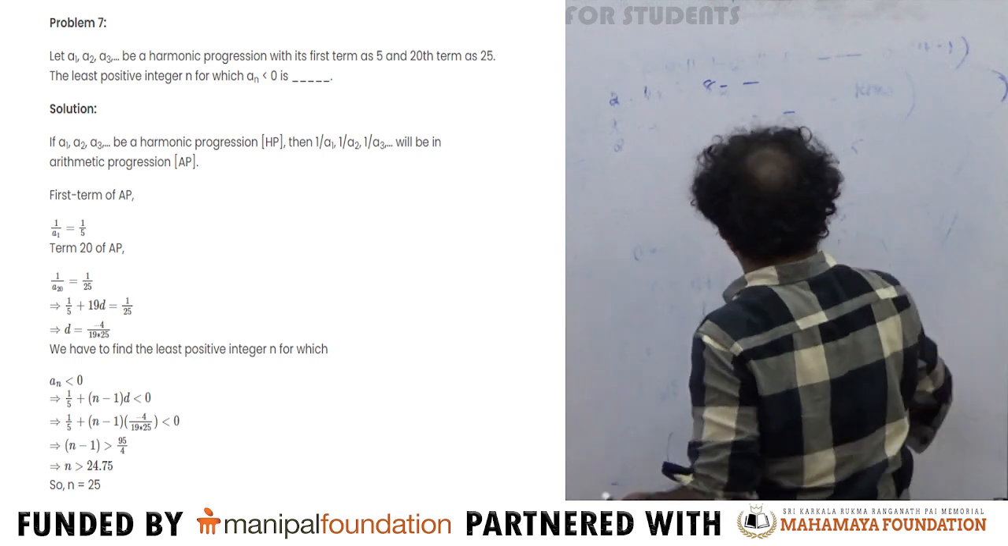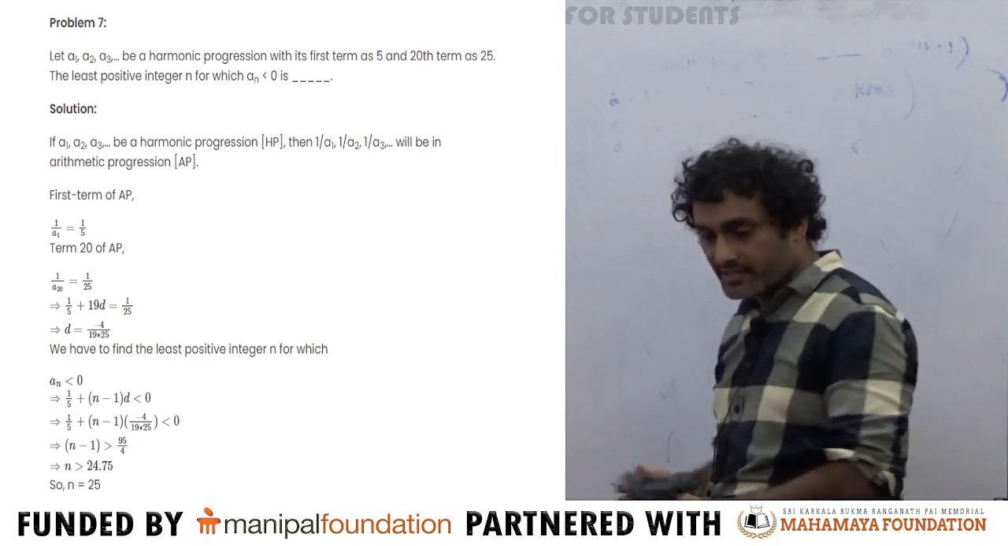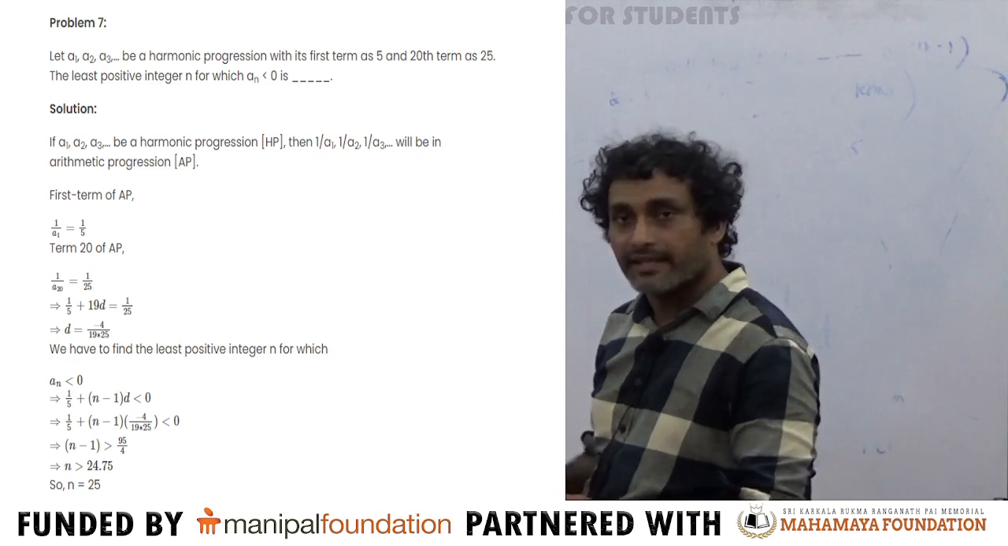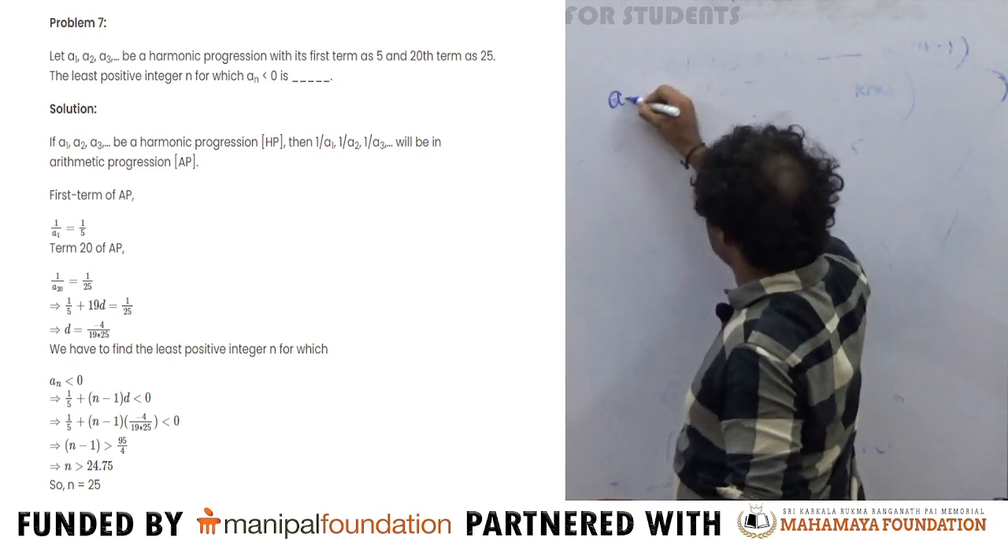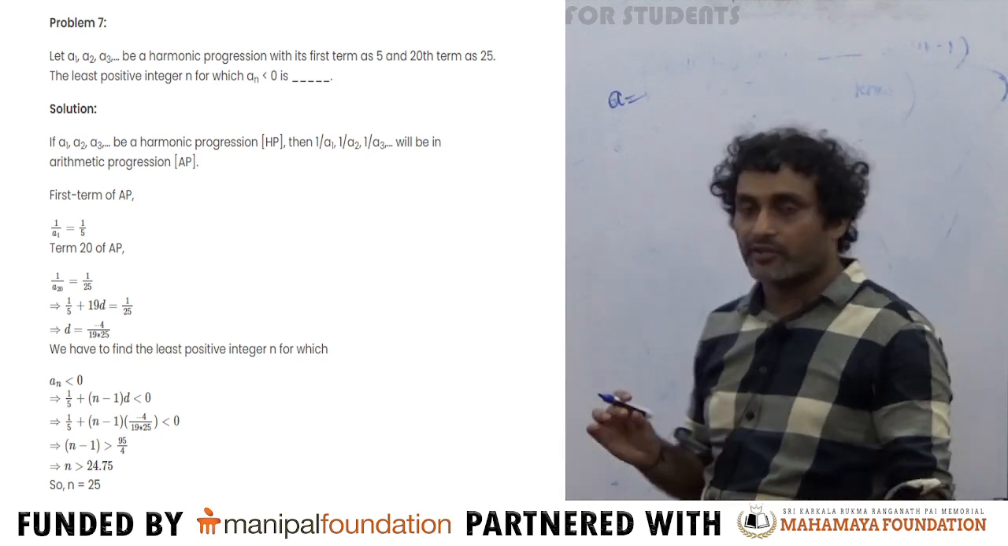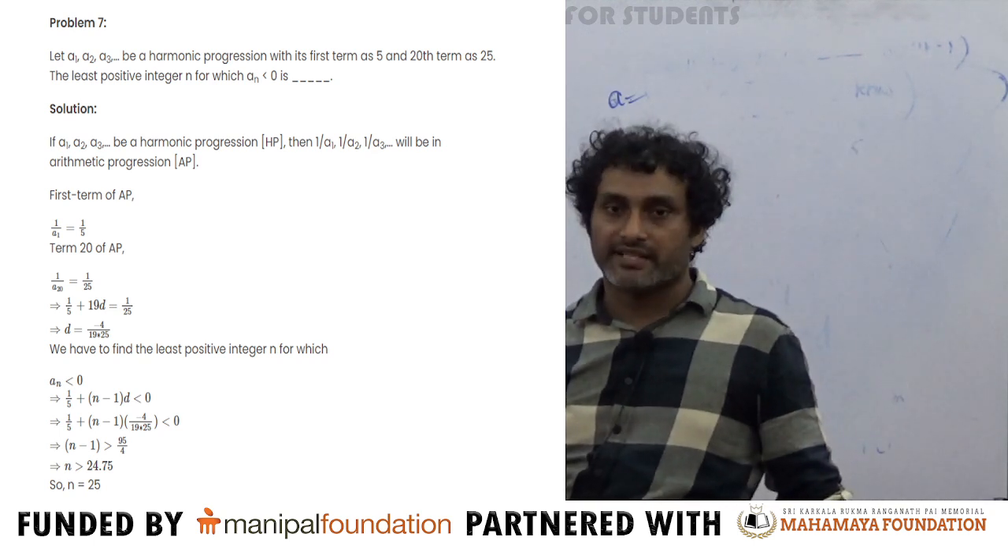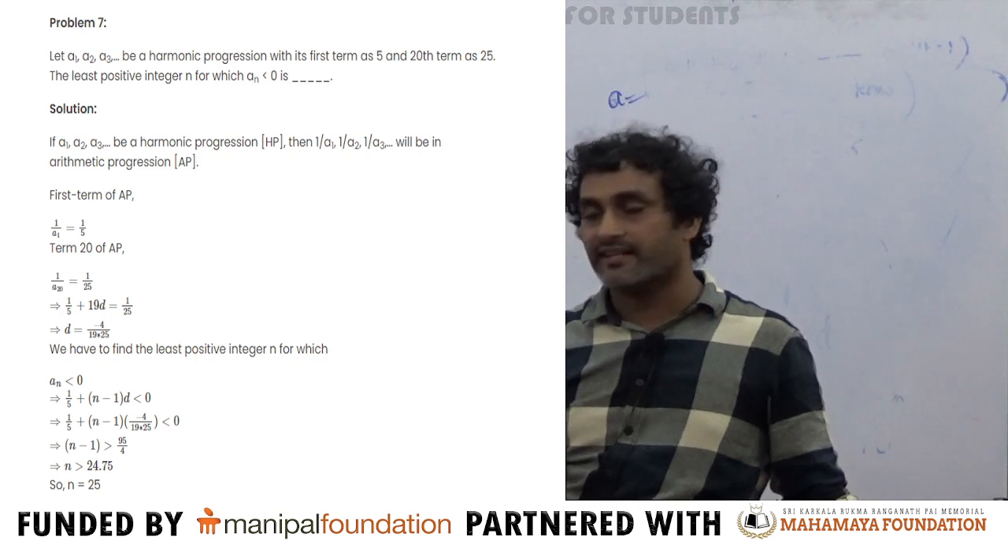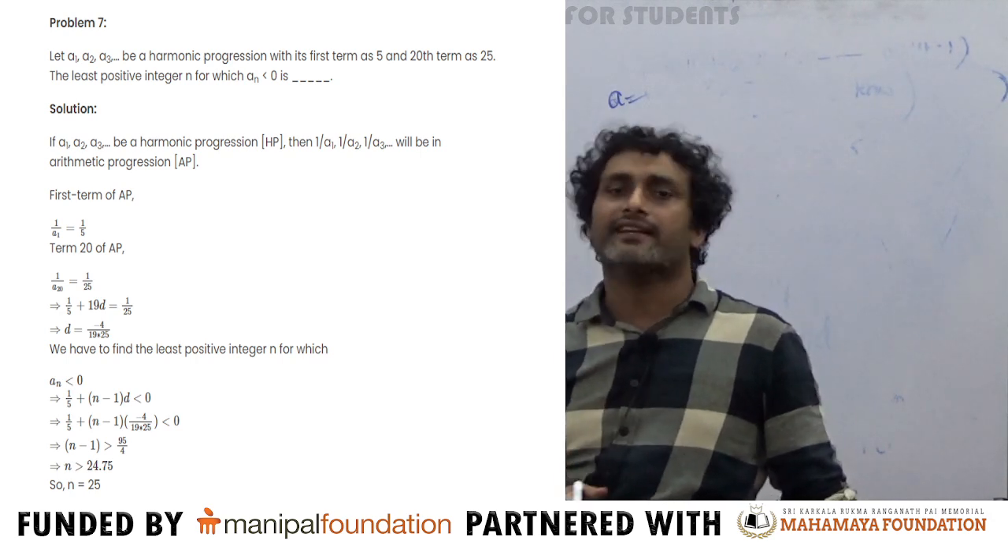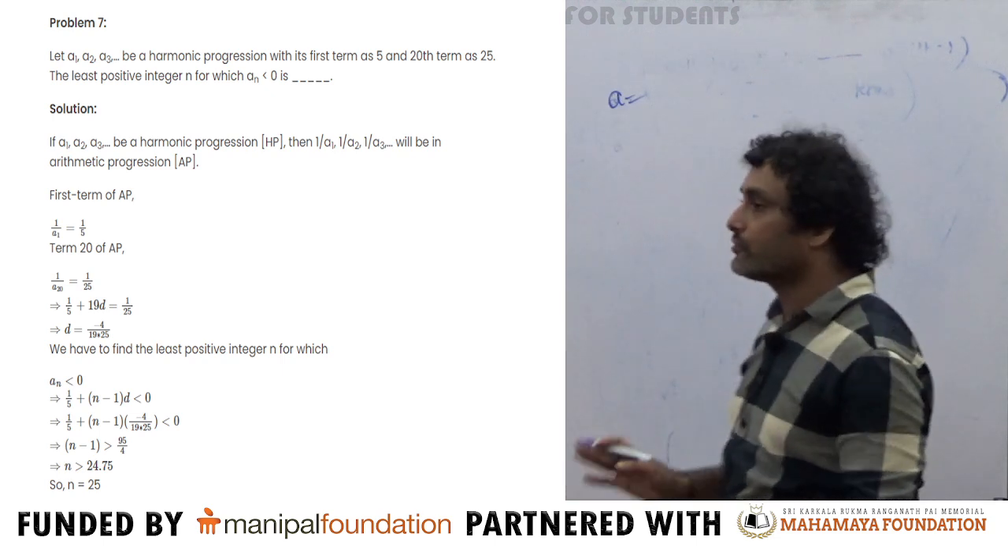So are we bothered to change from AP to HP, or shall we continue with AP only? We'll continue with AP. I'll repeat it if you want. See, a_n less than 0 means anybody less than 0 is negative. When you take the reciprocal, it's still negative, right? So we are not bothered to convert it.